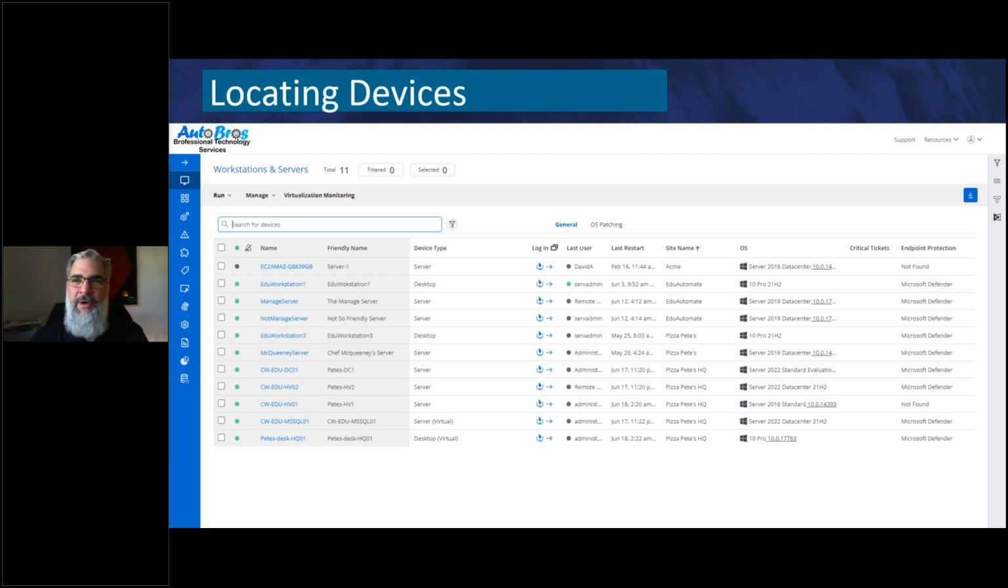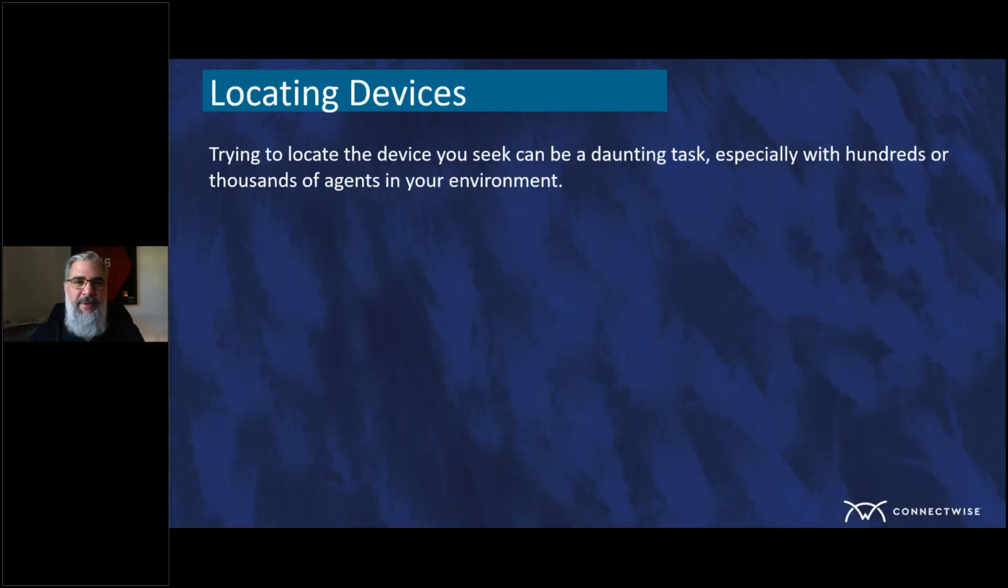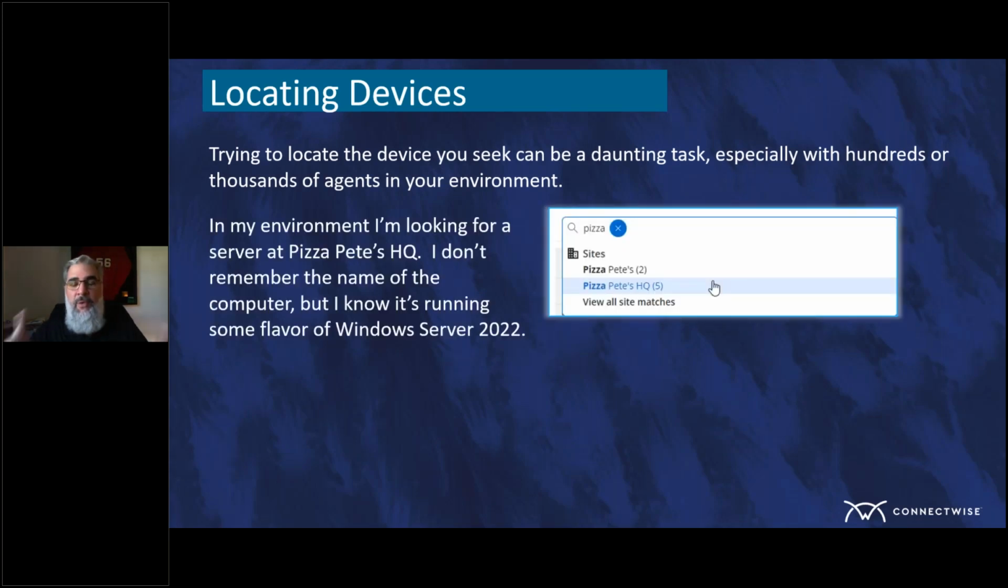In the search field here, I'm going to be trying to find a device. When I've got thousands of devices in here, that could be a bit of a daunting task. So what I'm going to be looking for is a machine that I know in my environment where these screenshots were taken. I know it's a member of Pizza HQ, but I don't remember the name of the computer. Our naming convention probably has rhyme or reason to it, but they're not intuitive English names. I don't know what all those crazy server names mean. So I don't really know the name of it. I know it's a Pizza HQ, and I know it's running some flavor of Windows Server 2022.